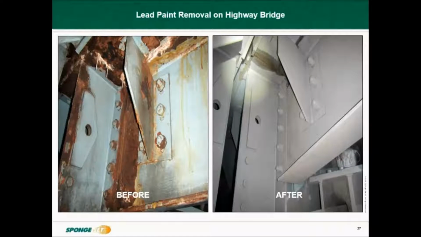But the before and after shots are always impressive when showing the customer the original state of the steelwork. In this one, it was indeed a rusty mess. The after shot is a statement, and it basically says that we can have that blast cleaned to the desired surface finishing requirements with Sponge-Jet.